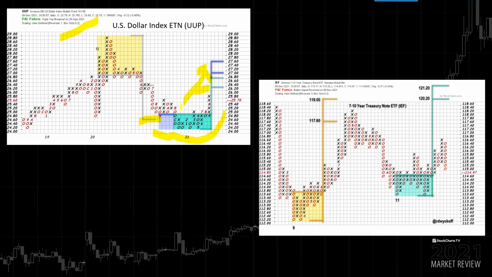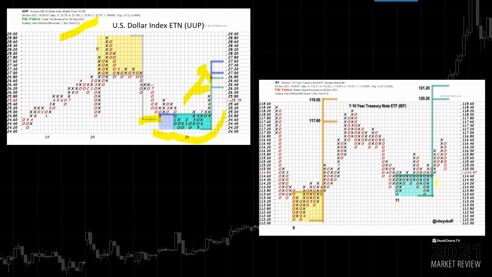And so this could be a good backdrop for the bond market. Here is the 7 to 10 year US Treasury note ETF, symbol is IEF. And here you can see there's a really nice little count back here. This is, again, a 3-box reversal method. And this count here gives us a count objective all the way up to 121.20, which is above this prior peak right here, which is July, August of the year.